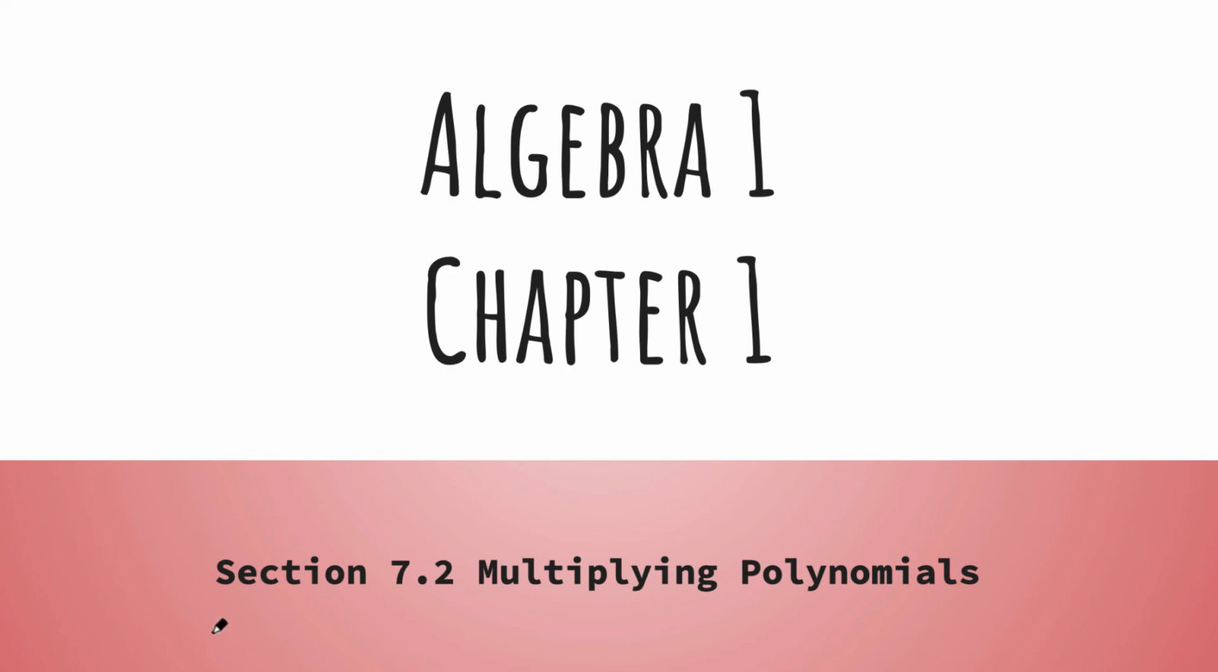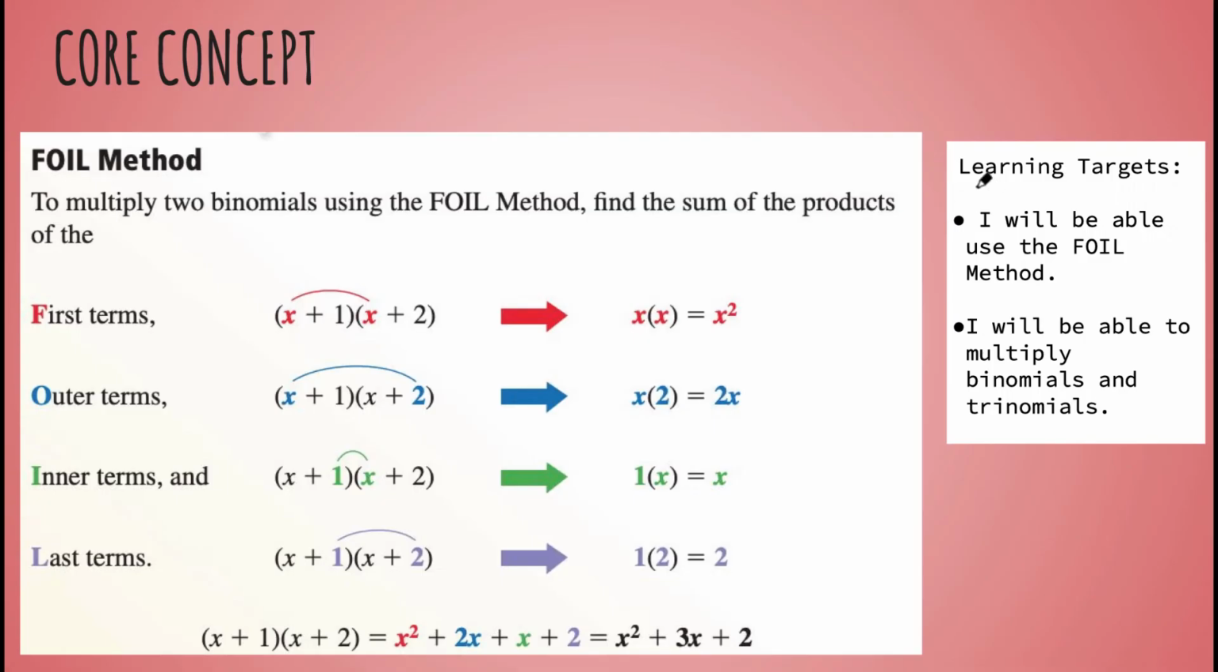In this video, we are on to section 7.2, looking at multiplying polynomials. Okay, we have two learning targets for this video. The first is, by the end of the video, you will be able to use what we call the FOIL method for multiplying binomials together. And the second learning target, you will be able to multiply binomials and trinomials together.